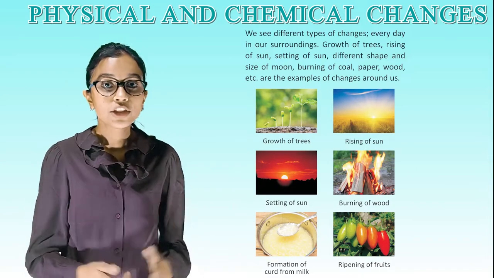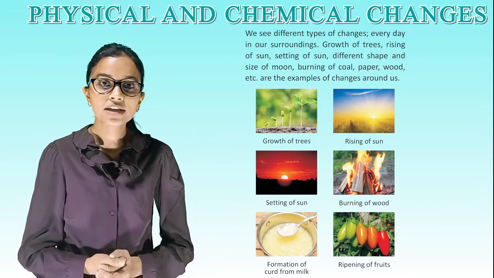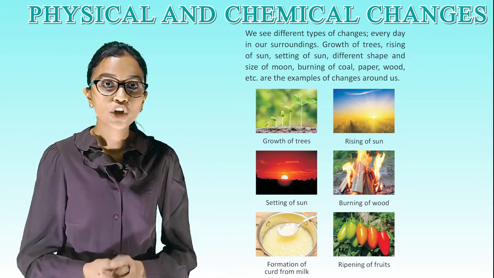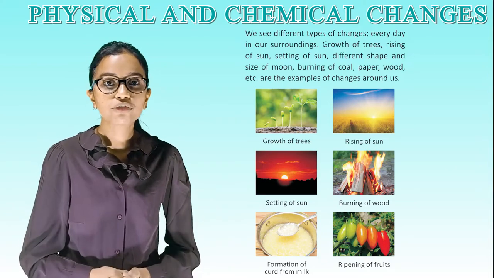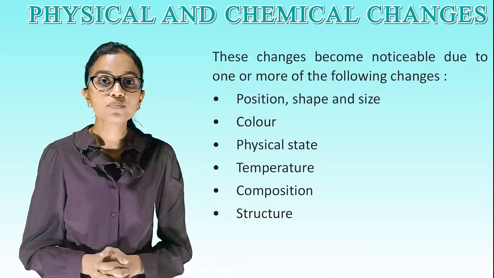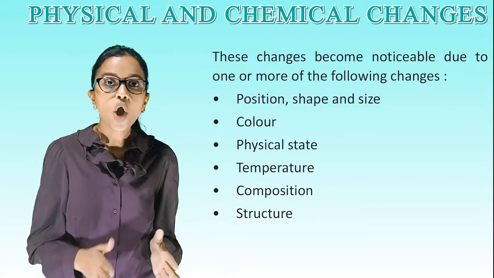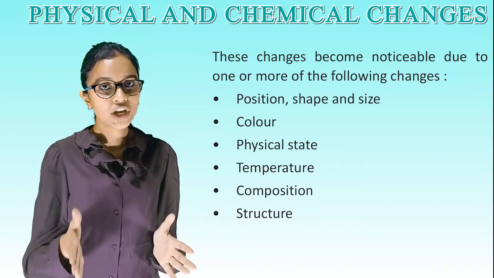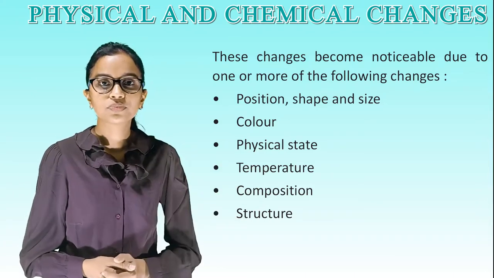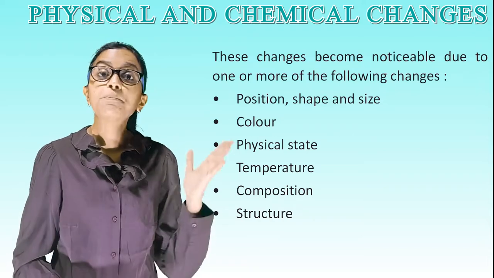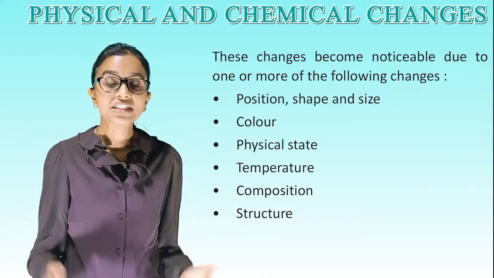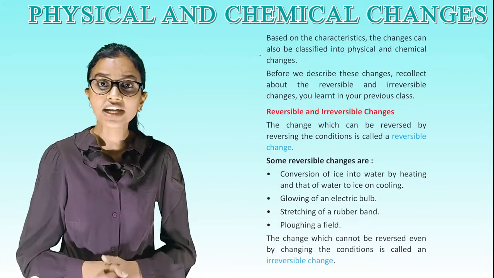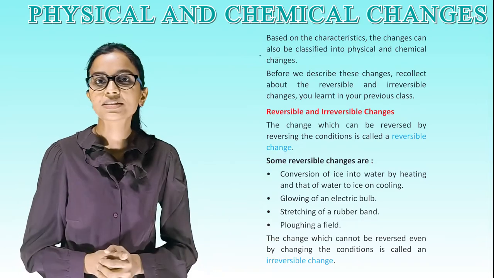Are you able to see the growth of trees, rising of sun, setting of sun, burning of wood, formation of curd from milk, ripening of fruits? These changes become noticeable due to one or more of the following: position, shape and size, color, physical state, temperature, composition, structure. Based on the characteristics, the changes can also be classified into physical and chemical changes.